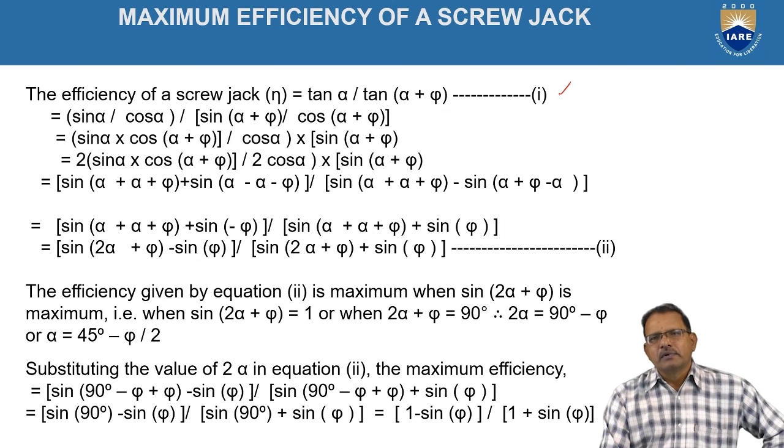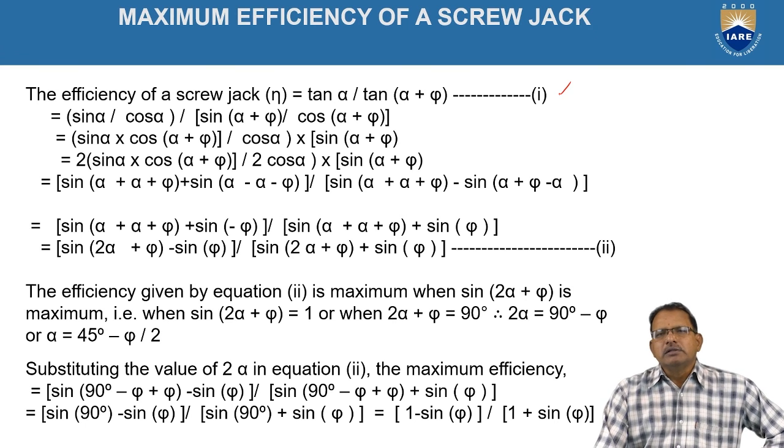Since it is in the form of sin A cos B, which is also equal to half of sin (A plus B) plus sin (A minus B), according to the relations we get 2 sin alpha cos (alpha plus phi) is equal to sin (2 alpha plus phi) plus sin (minus phi), that is sin (2 alpha plus phi) minus sin phi, divided by again 2 cos alpha sin (alpha plus phi), which is equal to sin (2 alpha plus phi) plus sin phi.